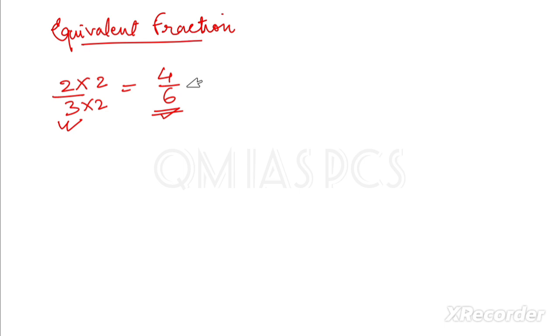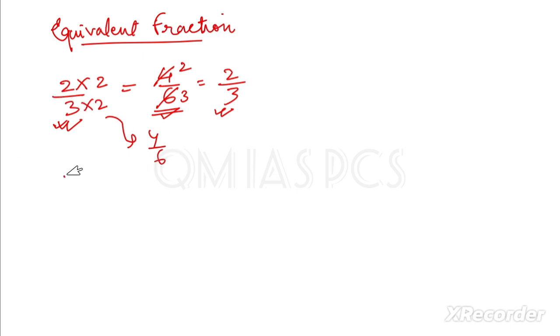How? When you divide 4 and 6 by a common factor, what is the common factor of 4 and 6? It is 2. When you divide 4 by 2, it will be 2. When you divide 6 by 2, it will be 3. So again we are getting 2 by 3, right? That means this 4 by 6 is an equivalent fraction of 2 by 3.